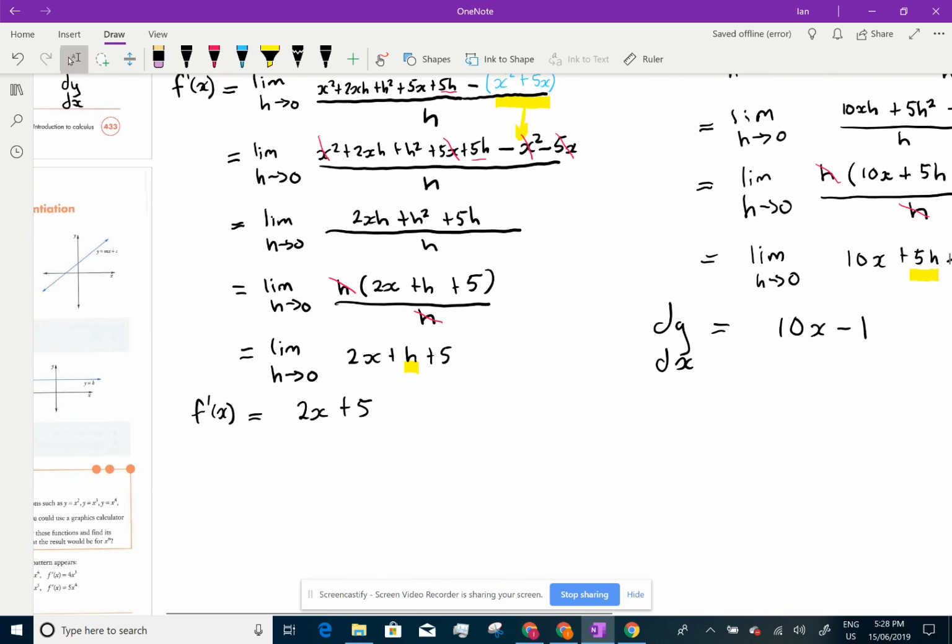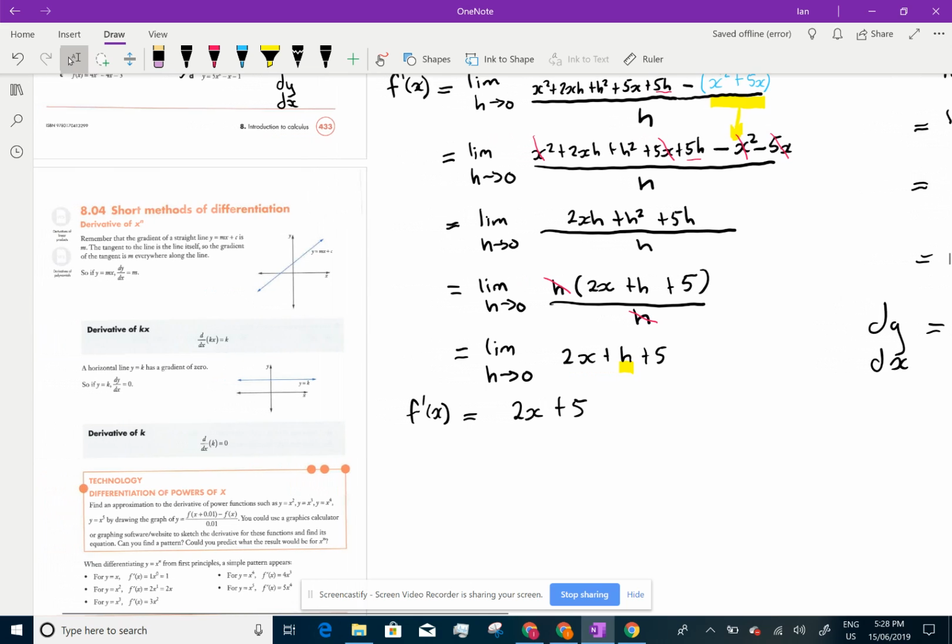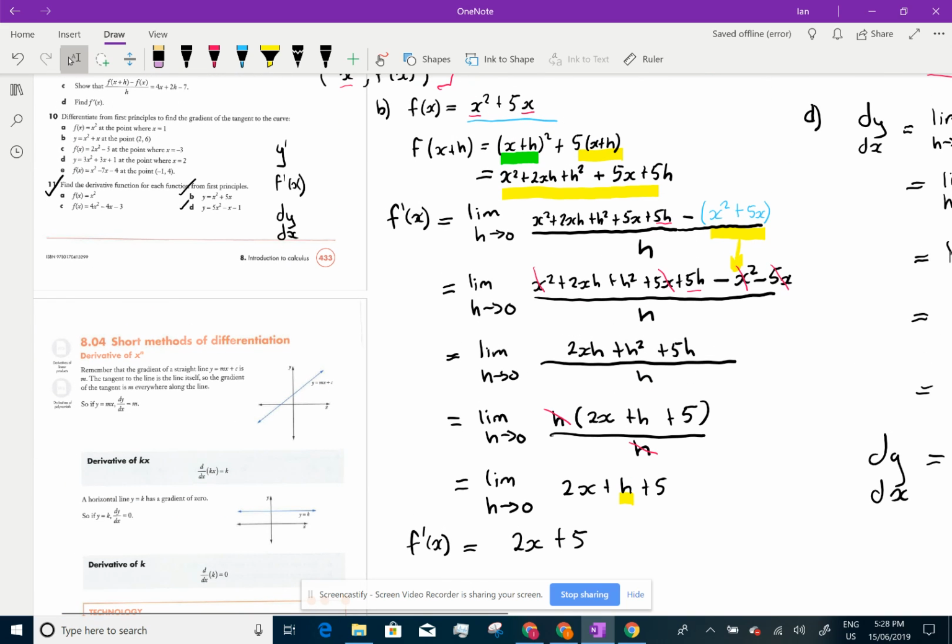You need to be able to go and do this. Have a go at 11c. See how you go with that. And good luck.